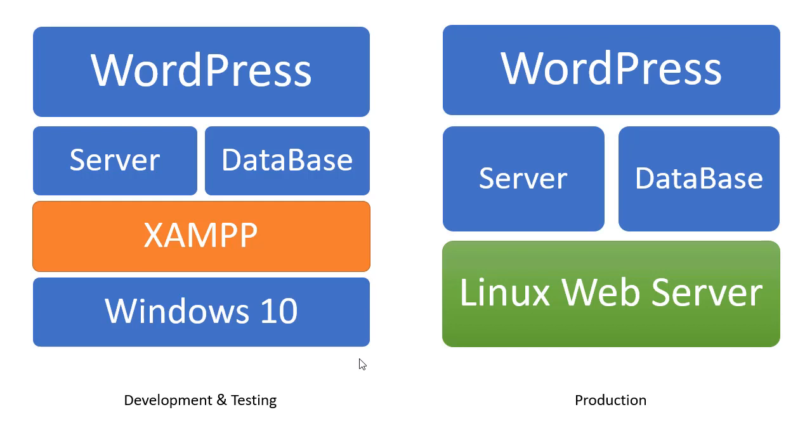Now, when we finished our development, we need to move into production, and at that stage we would need to go and find a server from something like Amazon Web Services, and we would most probably deploy what's called a Linux web server. We'd install a server on top of that and a database, and then we'd migrate the WordPress website that we developed on our Windows 10 platform over to our Linux web server, and then we'd launch it live so that the world could see it. So that's what we're going to be learning today. We're going to learn how to do this.